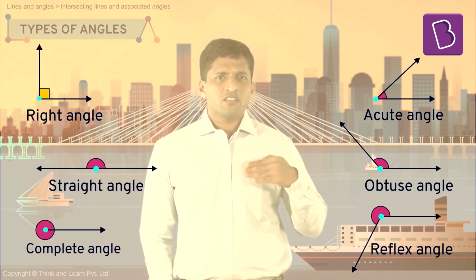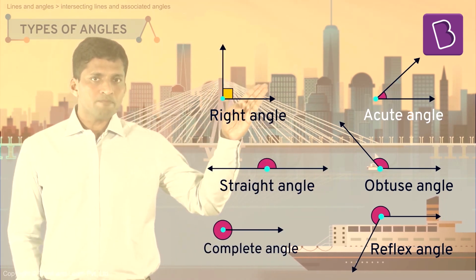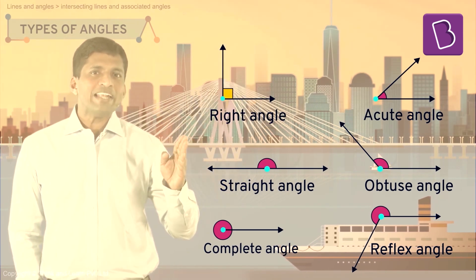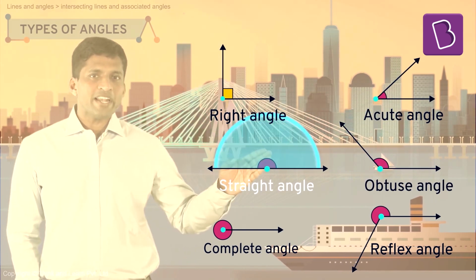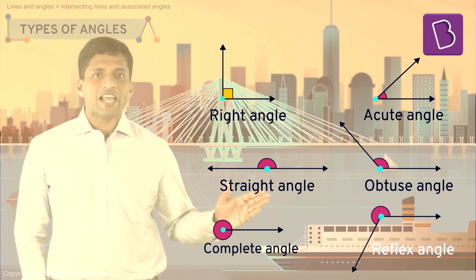So just to summarize, it's very easy. Between 0 and 90, we call it acute. Exactly 90 is right angle. Between 90 and 180 is obtuse. Exactly 180 is straight angle. And between 180 and 360, it's reflex angle.